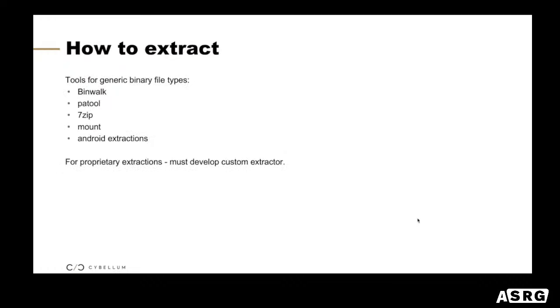So how to extract? You can use tools like binwalk, PA tool, which is a generic compressed file format extractor, 7-zip. You can use the mount command in Linux that covers many image formats, and there are other tools available. And again, for proprietary extractions, you must develop your own extractor.